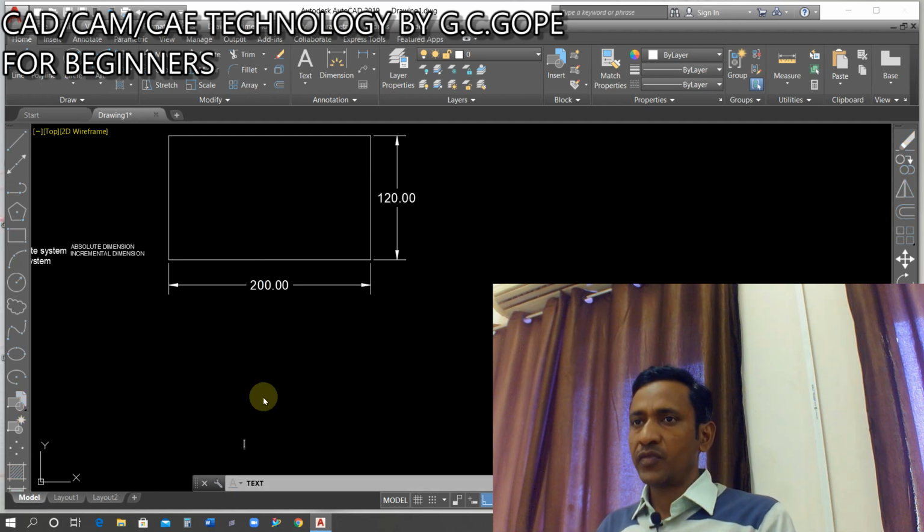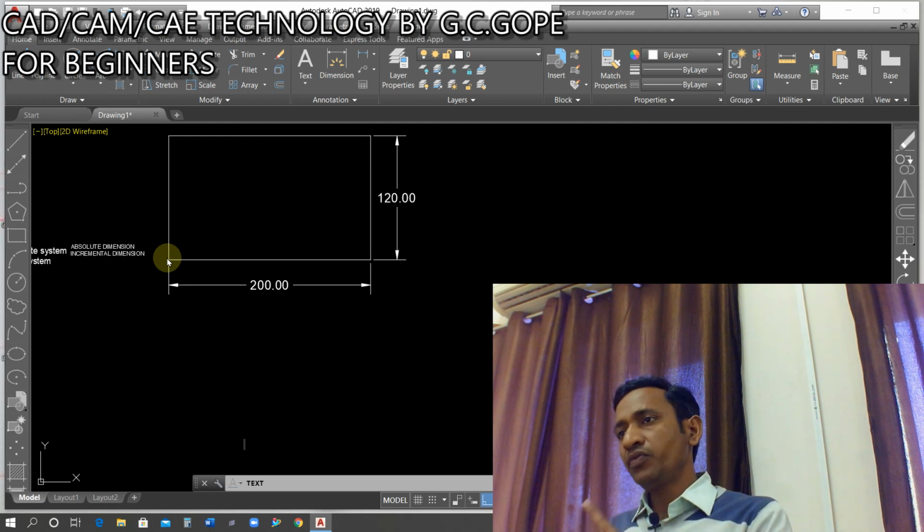Press enter. Now first of all, whenever we find and write the coordinates of any diagram, you have to know which one you want to use, either absolute dimension or incremental dimension. For absolute dimension, as I told you, the origin will be fixed. Suppose I am going to take this one as the origin. For this we also have to know one thing, that is what?